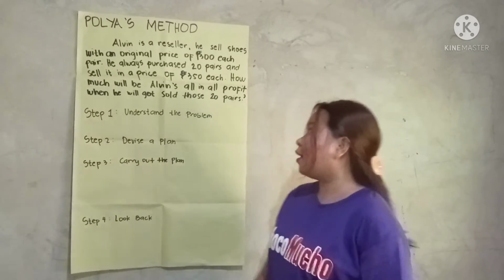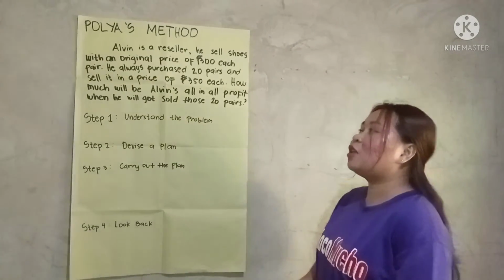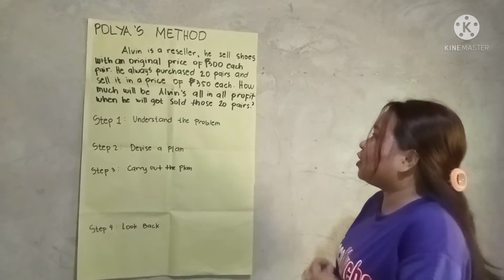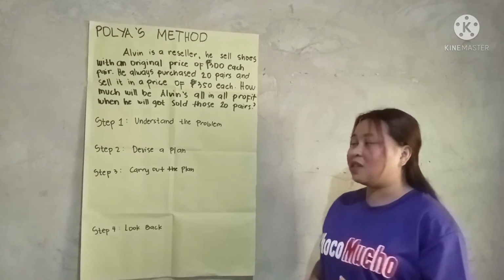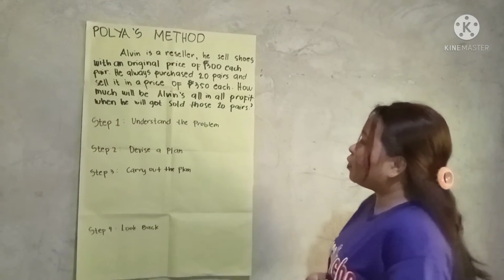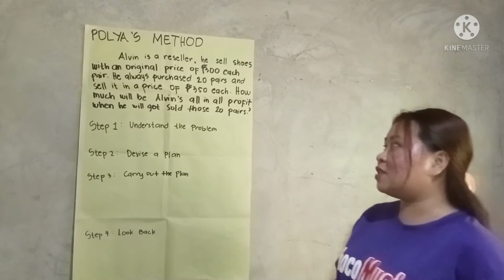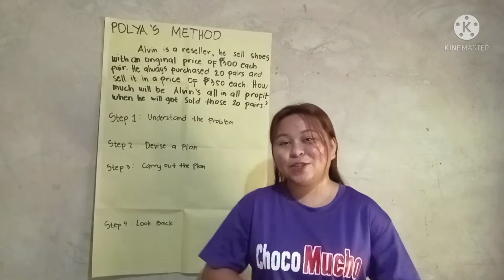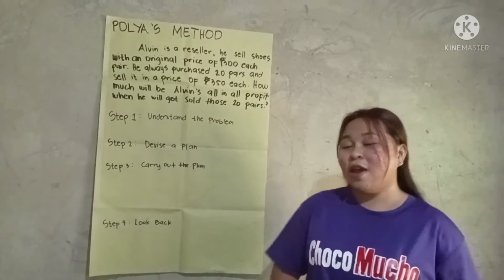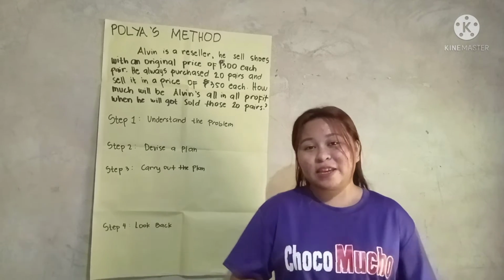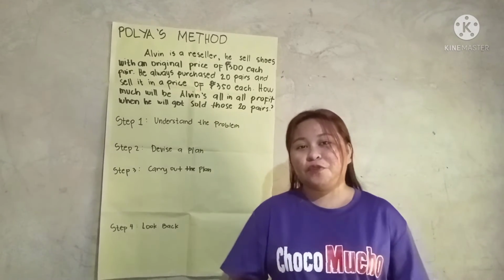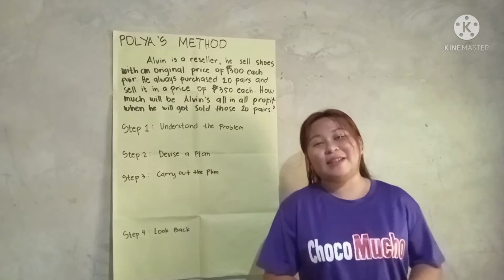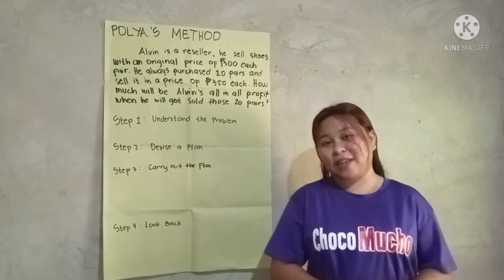The problem is, Alvin is a reseller. He sells shoes with an original price of 300 pesos each pair. He always purchases 20 pairs and sells it at a price of 350 pesos each. So the question is, how much will be Alvin's all-in-all profit when he has sold those 20 pairs? So the first step will be understand the problem. So the problem is asking for the profit of the shoes that Alvin is selling. Let's use P as the sign for profit.